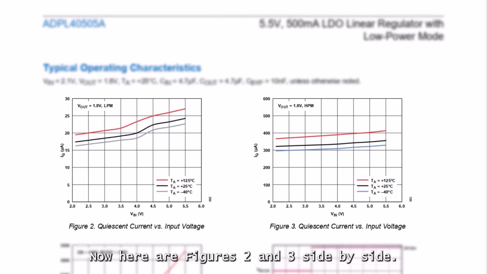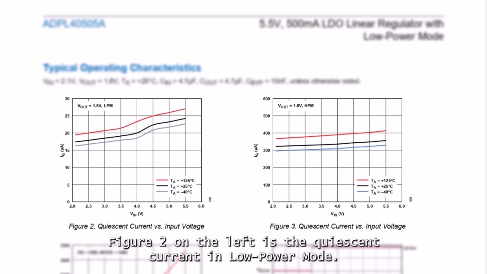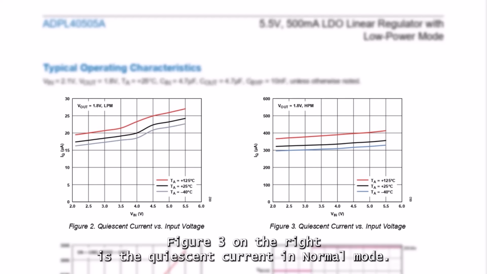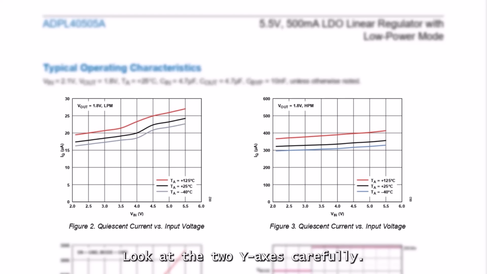Now here are figures 2 and 3 side by side. Figure 2 on the left is the quiescent current in low power mode. Figure 3 on the right is the quiescent current in normal mode. Look at the two y-axes carefully here. The left chart runs to 30 microamps. The right runs to 600.